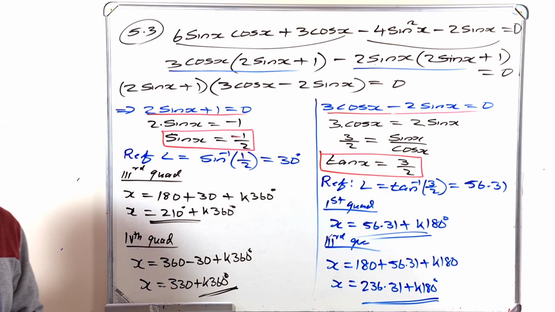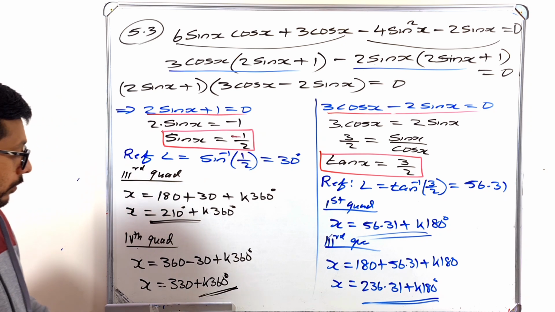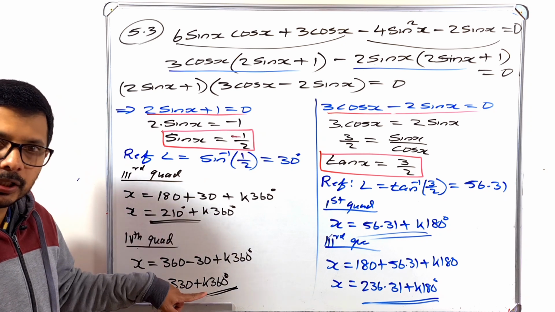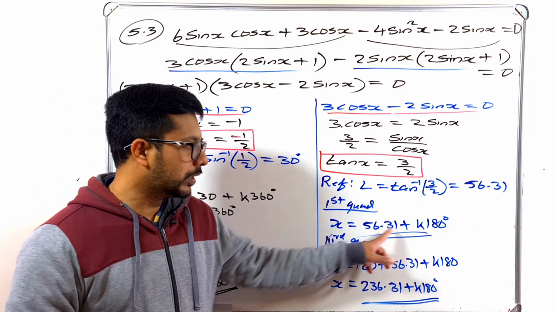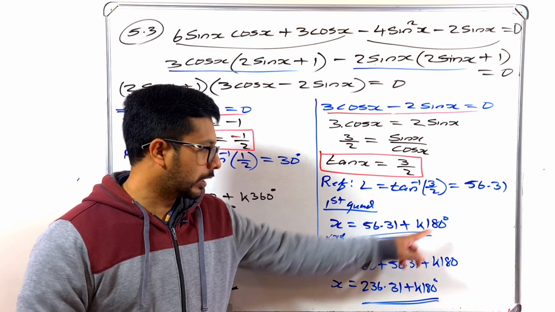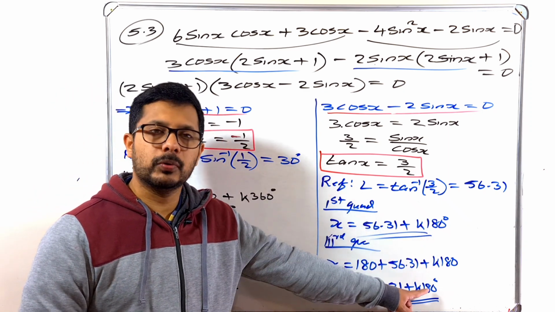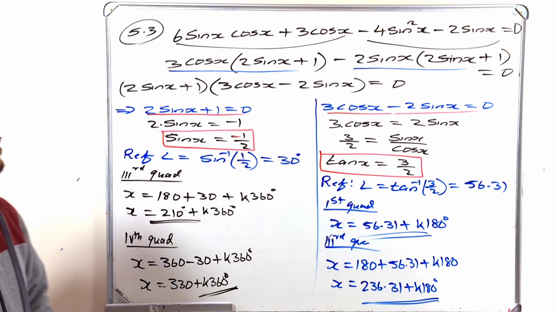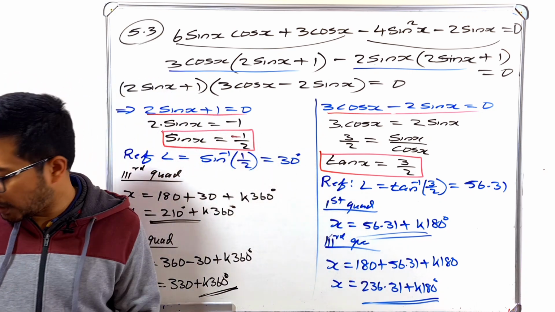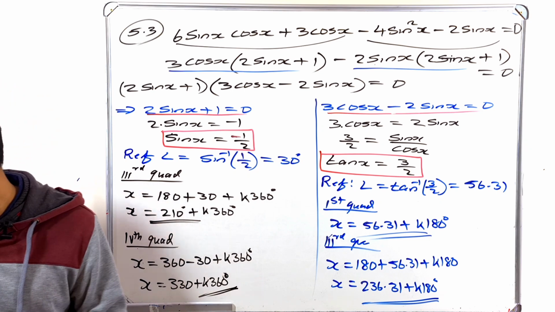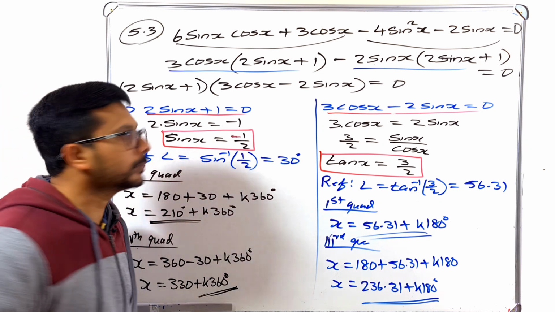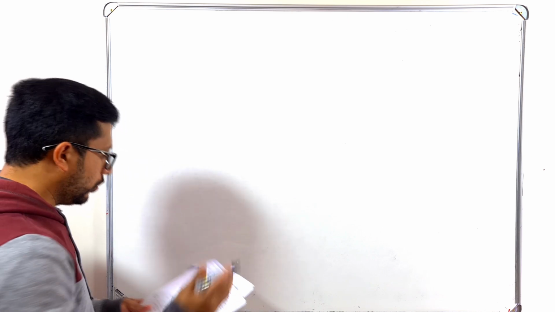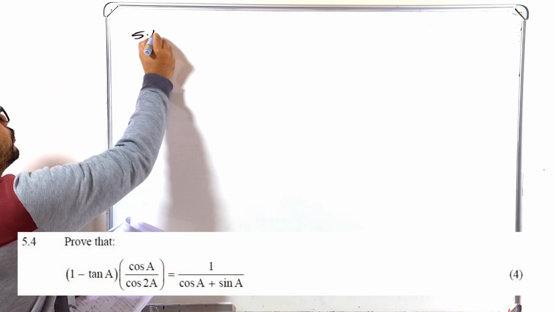So there are four general solutions we got: 210 plus k 360, 330 plus k 360, 56.31 plus k 180, and 236.31 plus k 180. So that is question number 5.3. Now let's move to the next question, question number 5.4.